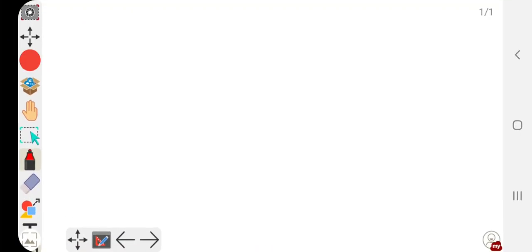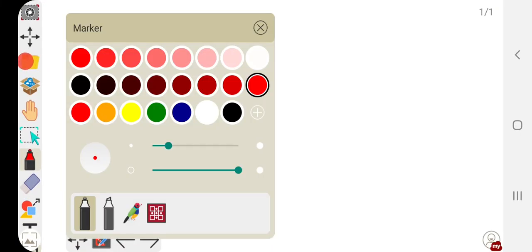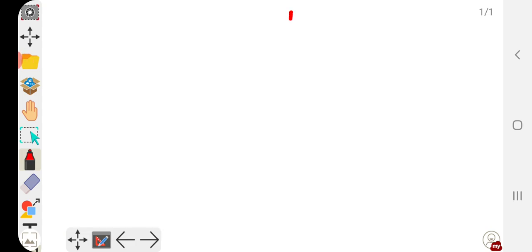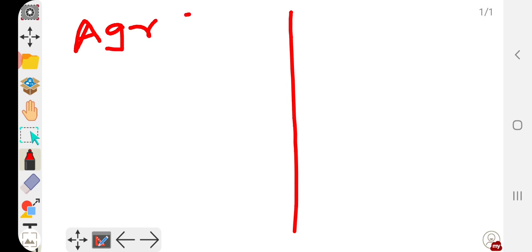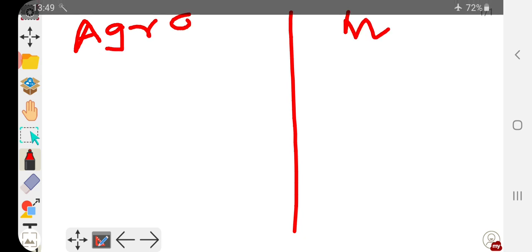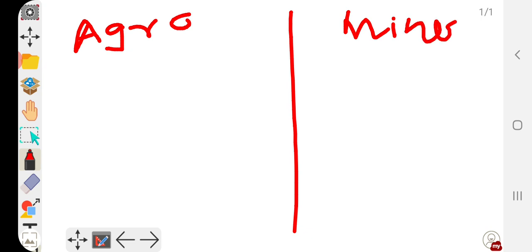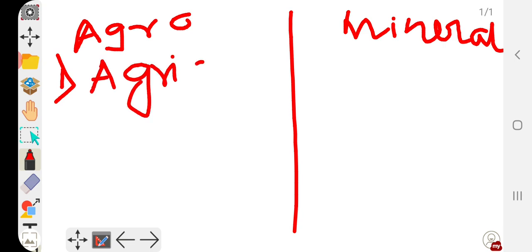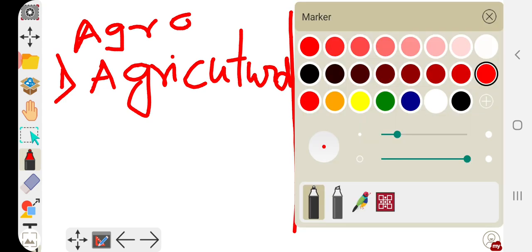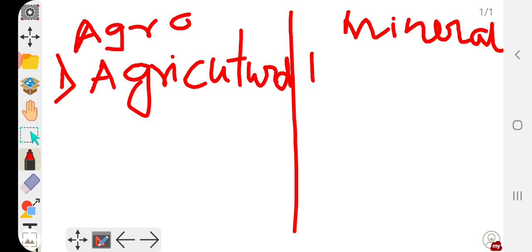I am just proceeding with the whiteboard. Number 1 is there for your agro based and the mineral based. I am just writing the first part, agro and mineral. So you will get the point of difference also, as well as you will get the characteristics also. So the first basis of the difference is source of the raw material. So for the agro it is agriculture, and for mineral it is mines.